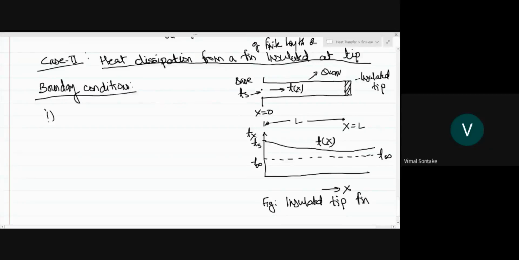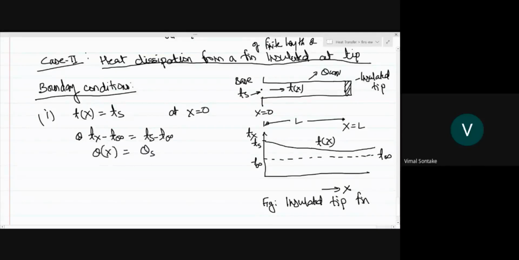The very first boundary condition, as you can see here, at x equal to 0, that is at the wall surface or at the root of the fin, temperature in the x direction will be equal to base surface at x equal to 0. In terms of excess temperature, it can also be written as Tx minus T infinity over Ts minus T infinity. This can be represented as theta x is equal to theta s. This is boundary condition 1 for this case.